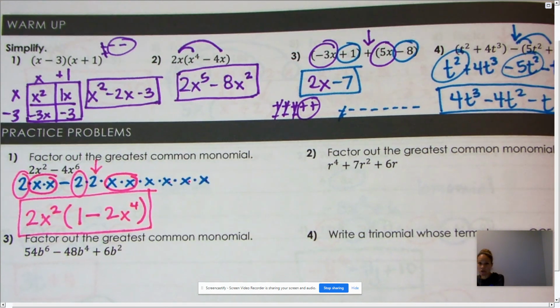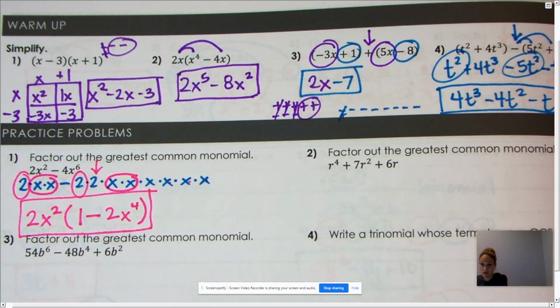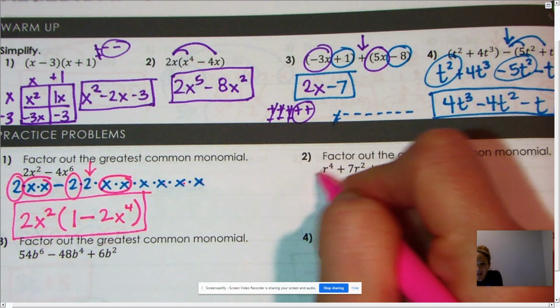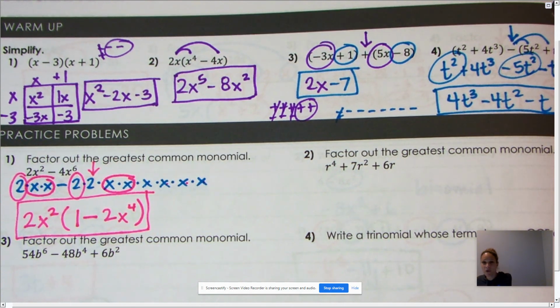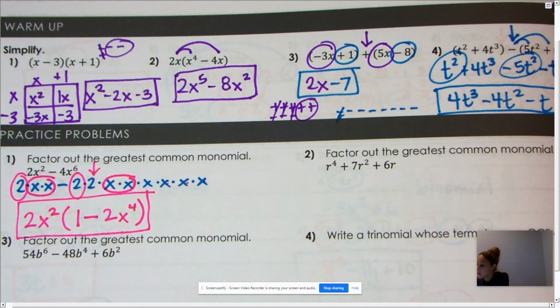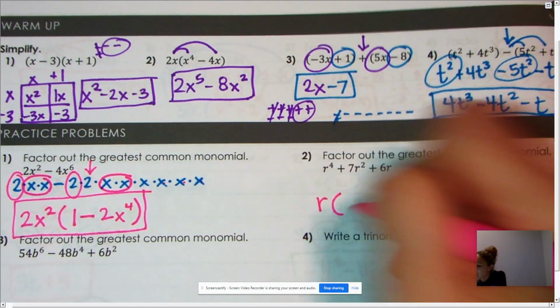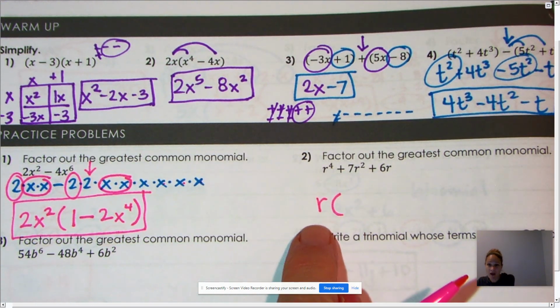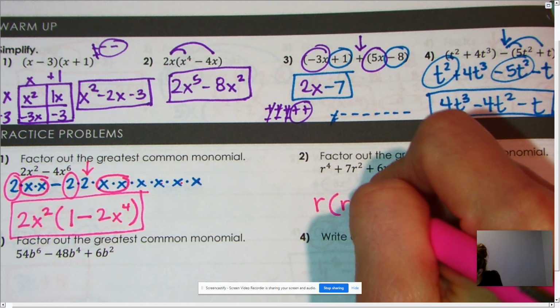So the biggest single term that goes into all 3 of them this time. Well, this one has a 6 and a 7, and this one doesn't even have a number. So there aren't really any numbers I can pull out, but I notice they all have at least one R. So I'm going to put the R out in front, and then I'm going to put what's left. If I had 4 R's and I took one of them out, I would have 3 R's left.